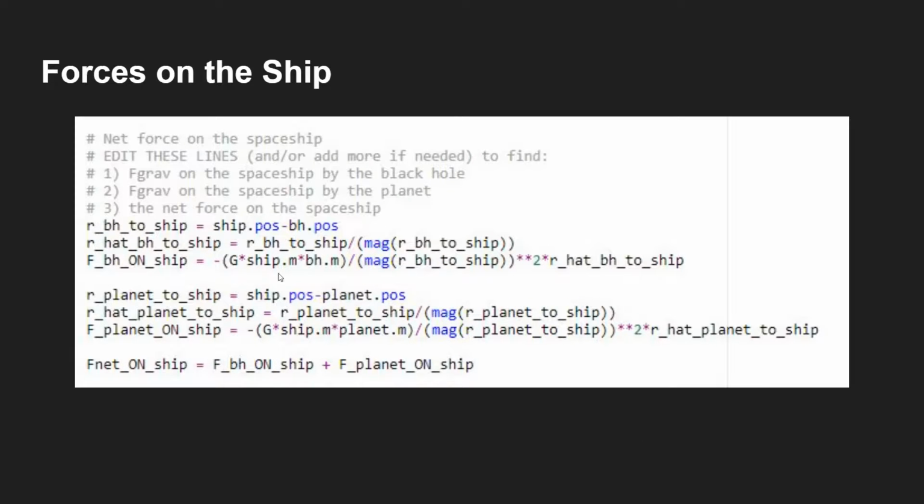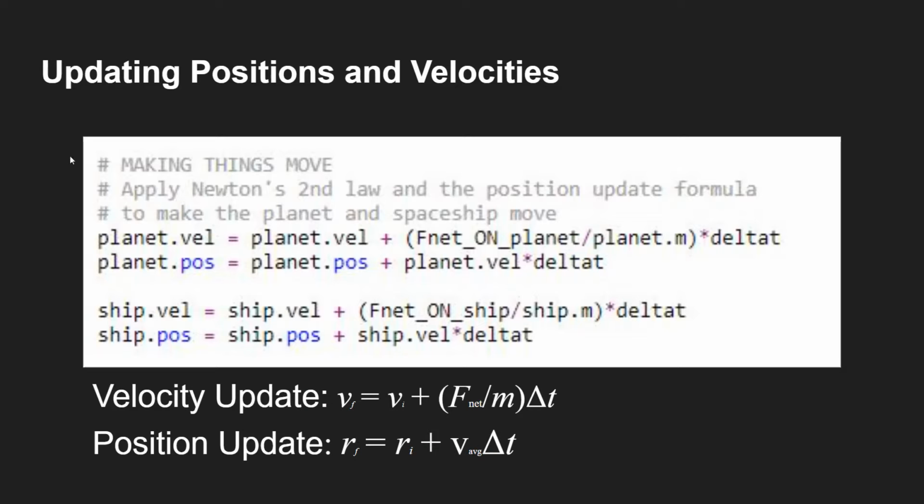This part gets the forces on the ship, which essentially does the same thing as before, except it does the black hole to the ship first, and then it does the planet to the ship, and then it just adds the two forces together to get the net force on the ship. This part of the calculation loop just updates positions and velocities. So it takes the net force found on the planet and then on the ship, and then applies that to the velocity update formula taken from the momentum principle, and then applies this to the position update formula.